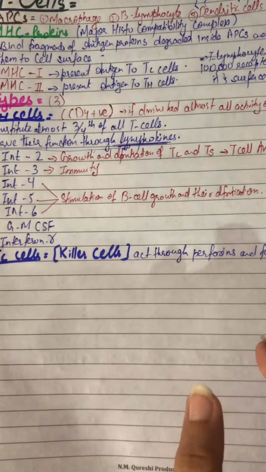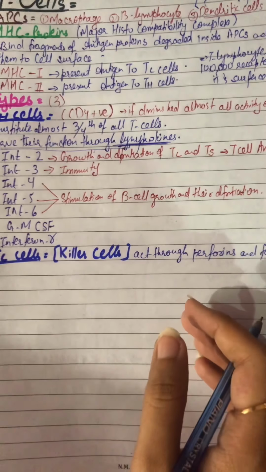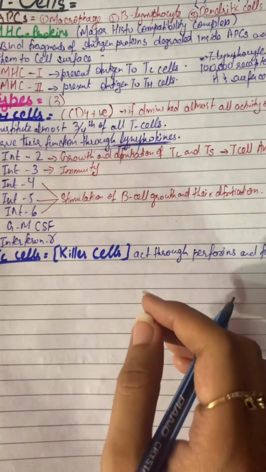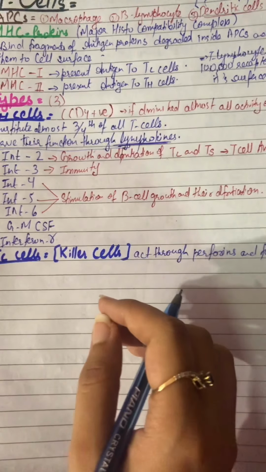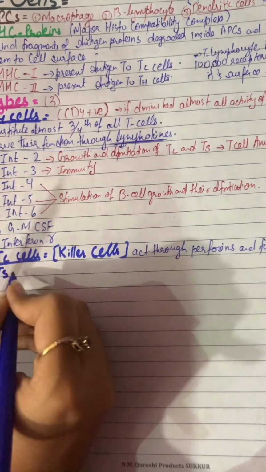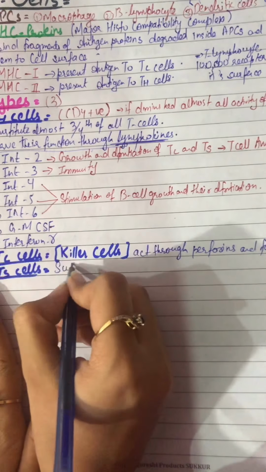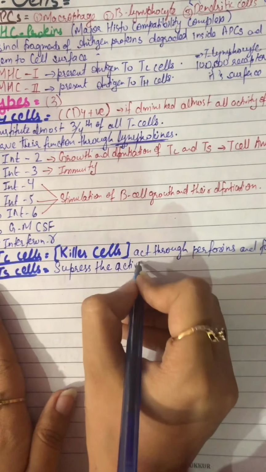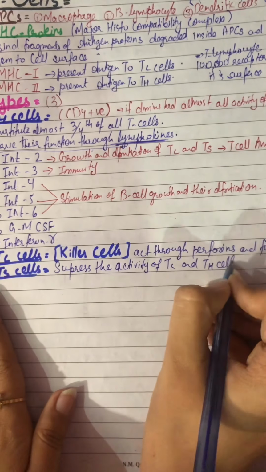Right, then our next type of the T cells is our T suppressor cells. From the name it's clear that they are the suppressor cells, which suppress the function of the Th cell and the Tc cell, and basically in this way they help in the immune tolerance. They suppress the activity of Tc and Th cells.